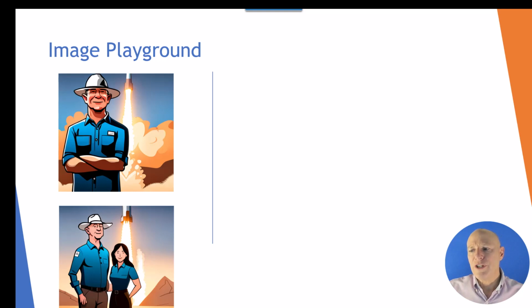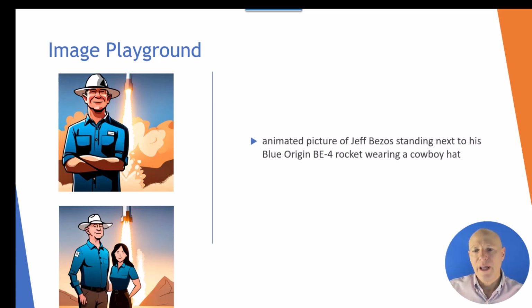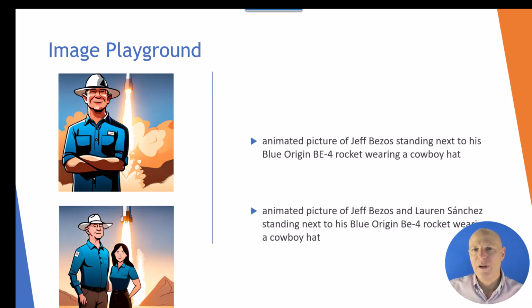These are a couple of images I created in the Bedrock Playground. The first one I created with this prompt: animated picture of Jeff Bezos standing next to his Blue Origin B-4 rocket wearing a cowboy hat. And the second one: animated picture of Jeff Bezos and Lawrence Sanchez standing next to his Blue Origin B-4 rocket wearing a cowboy hat. It seems silly, but I had so much fun generating these images.